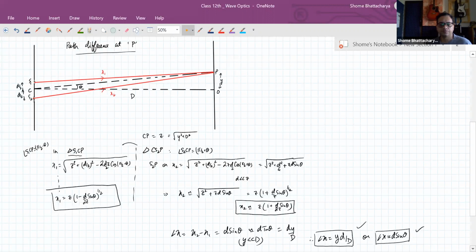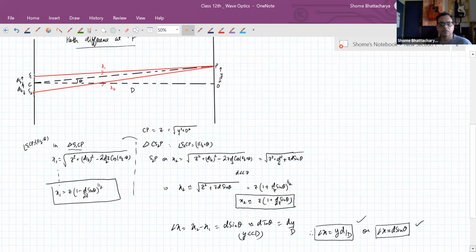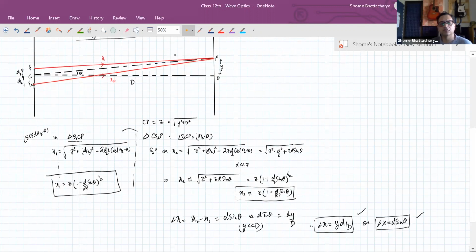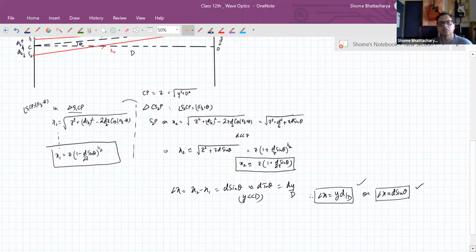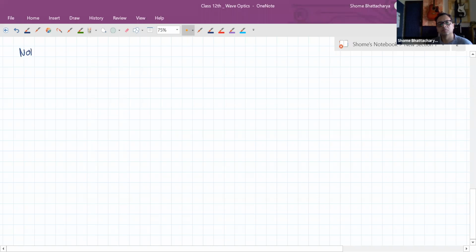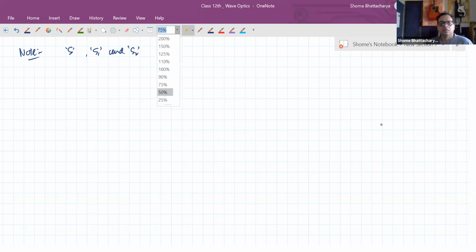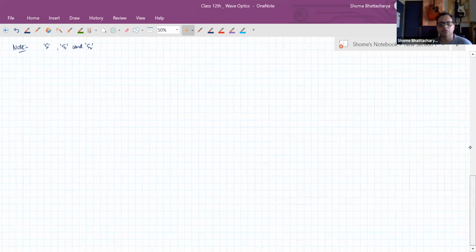Okay, so before we proceed further, let's also understand how this whole arrangement looks three-dimensionally. So basically, S, S1 and S2. Oh, just a minute. You can note this down. Yes.